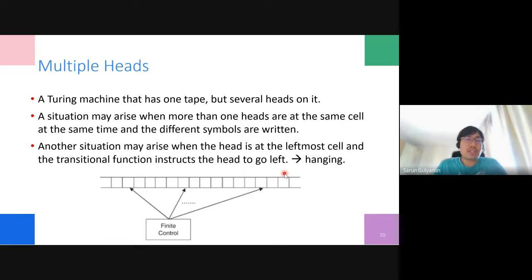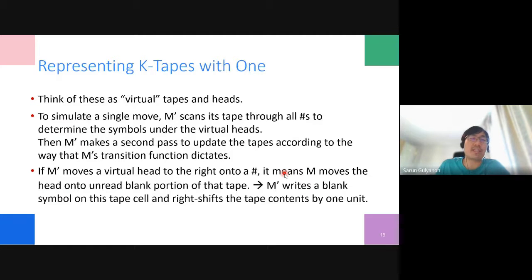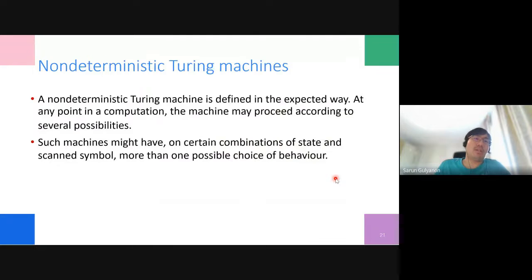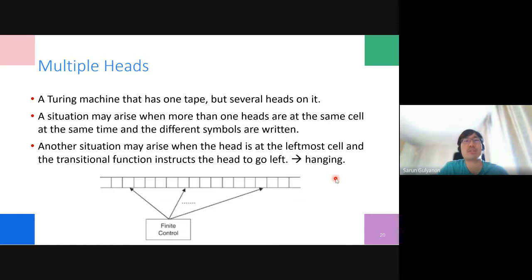So this is just another variation, and as you can see, it basically uses the same proof as the multiple tapes, that you can build an equivalent Turing machine with just one tape and one head. Basically it just extends this idea, and that's pretty much it. That is it for the first variation of the Turing machine, which is the multi-tape Turing machine.